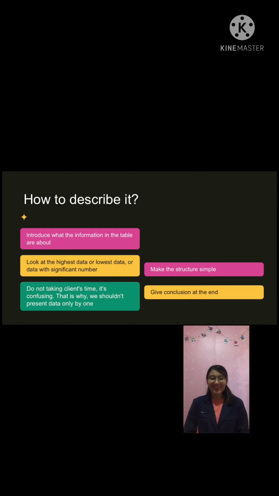3. Don't take the client's time, it's confusing. That's why we should present data only one by one. 4. Make the structure simple. And the last, 5. Give the conclusion at the end.